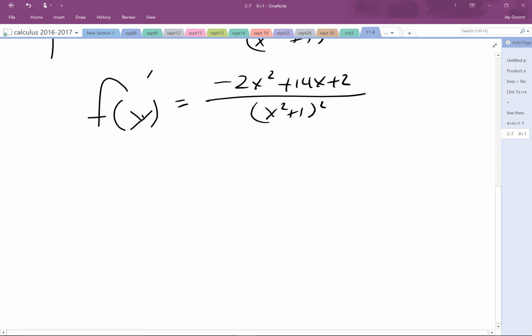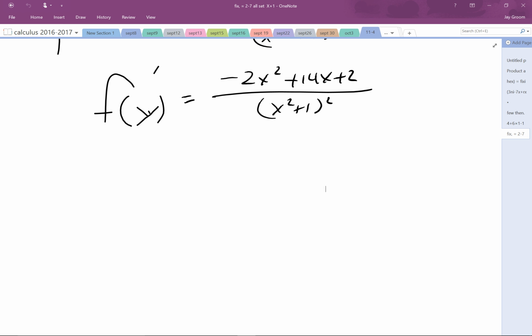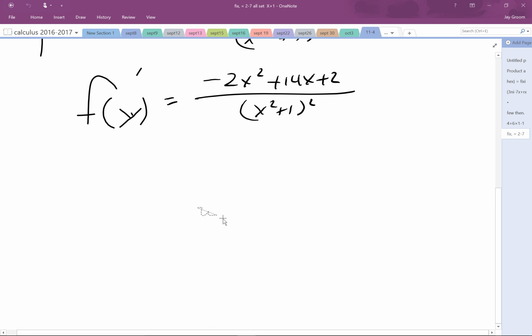All right, so f prime of x is that. Now listen, look at the bottom. The bottom is always positive, is it not? Always positive. Does the top one ever equal 0? Well, I don't know.